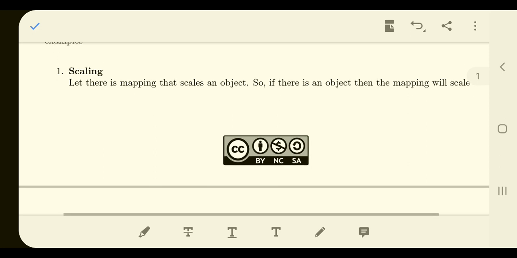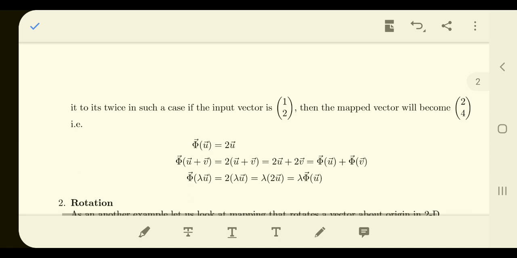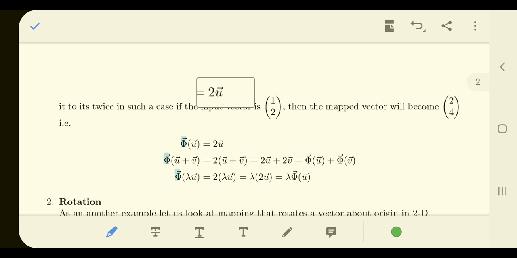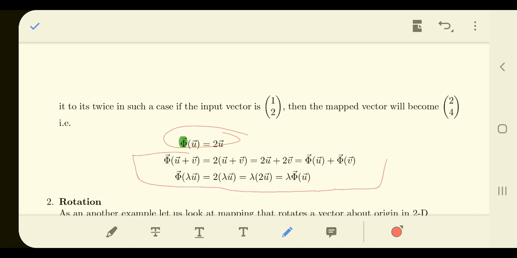Let us try to see what it is. For example, we take a mapping that changes a vector into twice its value, right? So we see that it follows both the properties, and that's why scaling is a linear mapping.